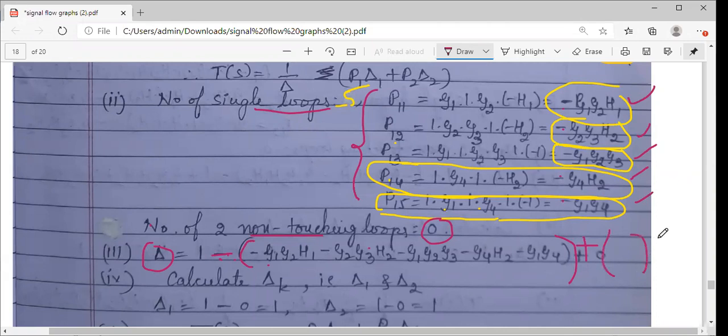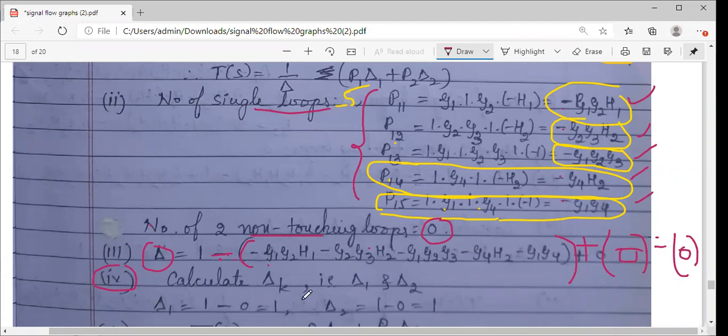Next bracket is 2 non touching loops minus next bracket is 3 non touching loops. ये सब तो वैल्यू 0 है. So it is simply delta equals 1 plus of those gains. Then calculation of delta k. Delta k is what? Delta 1 and delta 2, because 2 forward paths are there.